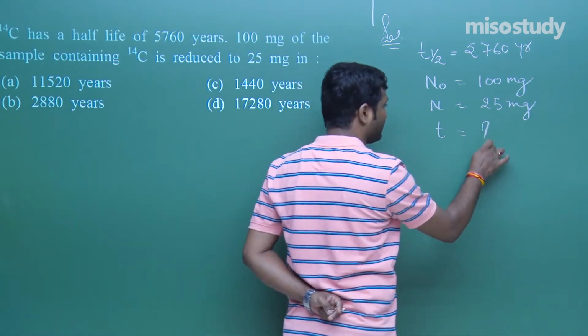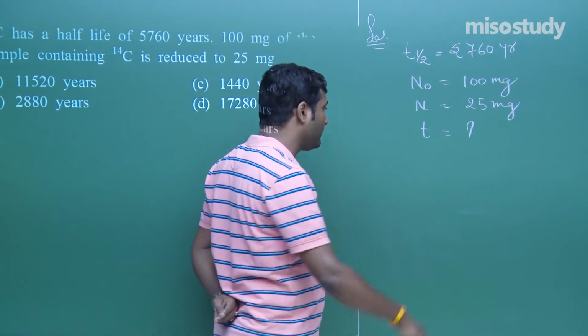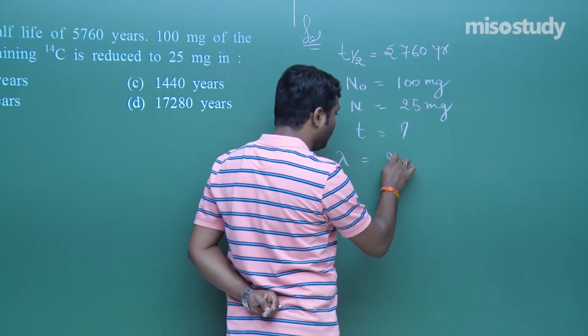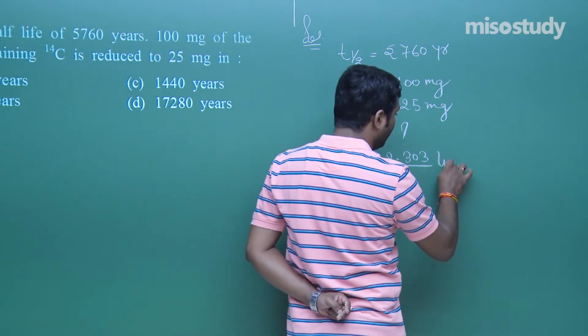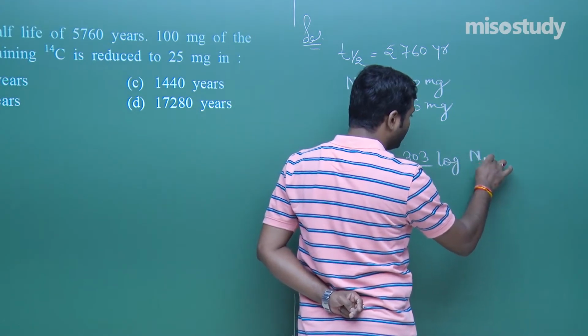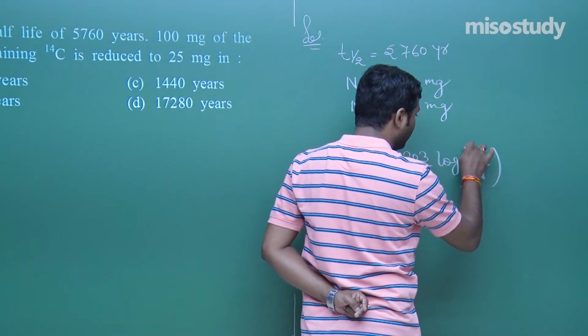How many times? Clear? As we know, lambda is equal to 2.303 upon T times log N naught upon N. This is the thing.